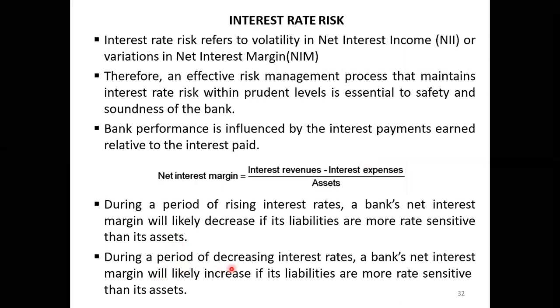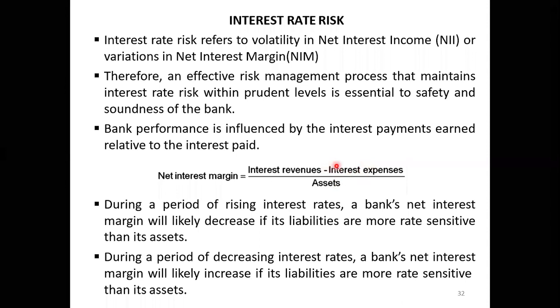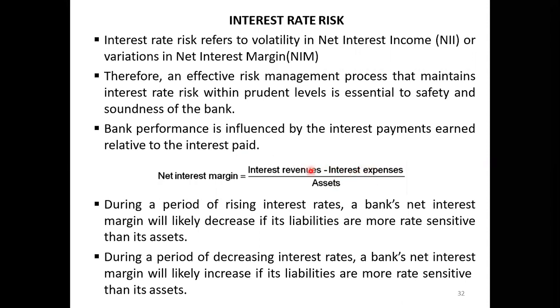During a period of decreasing interest rate in the market, the interest rate decreases. Here it's normally a fixed one, and this is now going to reduce. Now the gap between these two will rise. So during a period of decreasing interest rate, the bank's net interest margin will likely increase if its liabilities are more rate sensitive than its assets. The same way.